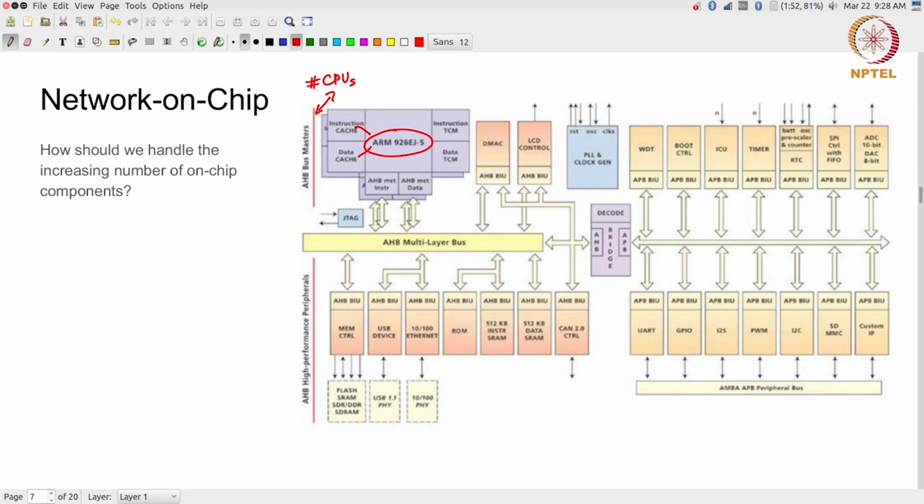In fact it could have multiple CPUs out here. All of these are AHB bus masters who are talking to the AHB multilayer bus. AHB is the AMBA high performance bus, AMBA being the advanced microcontroller bus architecture, the original 2.0 version of the ARM bus. So you will notice that for most diagrams or documentation describing the AMBA or AXI buses, it will be based on ARM processors.